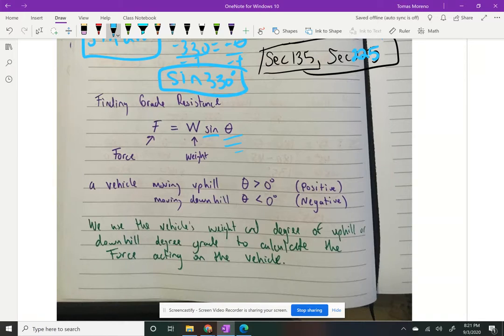And sometimes teachers and professors won't even ask you to plug it in the calculator. They just want to see if you know how to set it up properly. Because this is where they get you. If the theta is bigger than zero, then you know it's going to be positive. If it's moving downhill, it's got to be negative. That's something that the problem situation won't tell you. They'll ask you to just set it up, and it says it's going downhill 30 degrees. You got to make sure you get that right. You know what I'm saying? That negative. So just be careful with that.